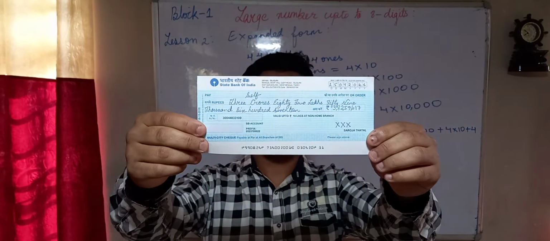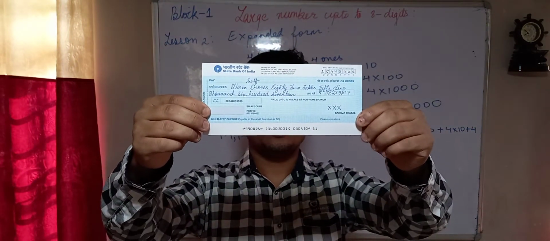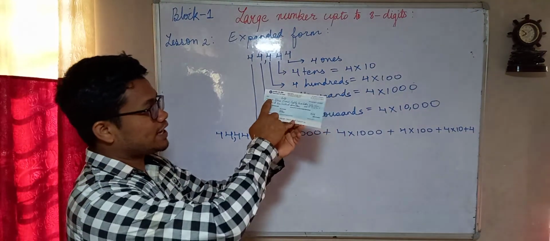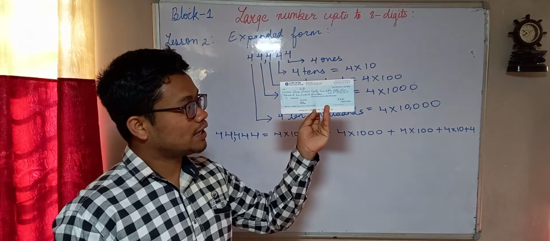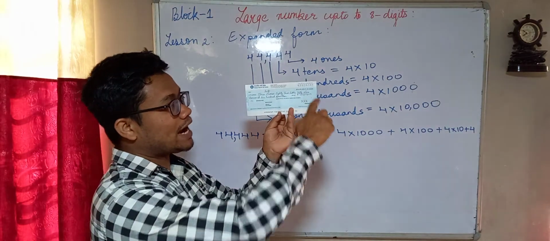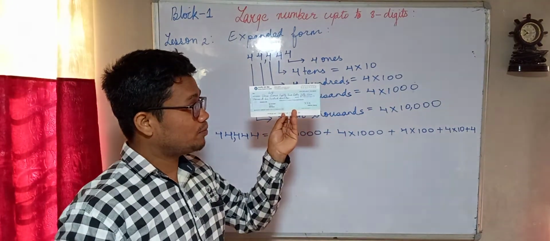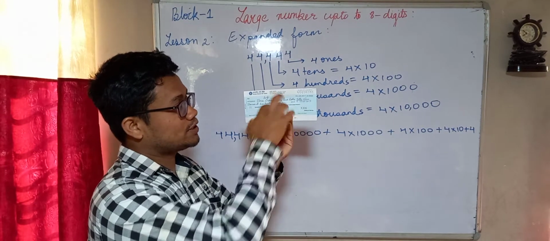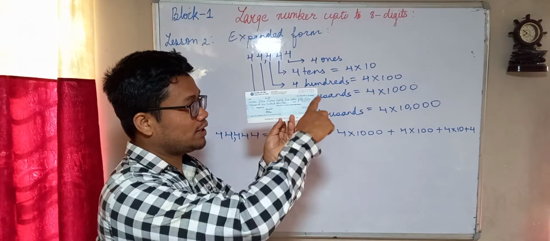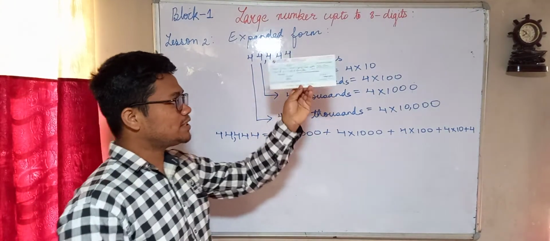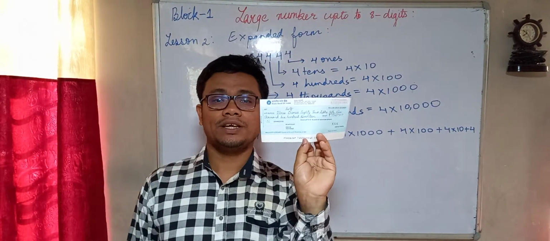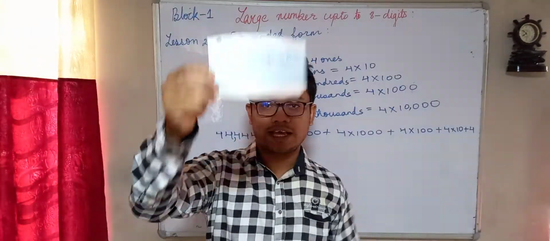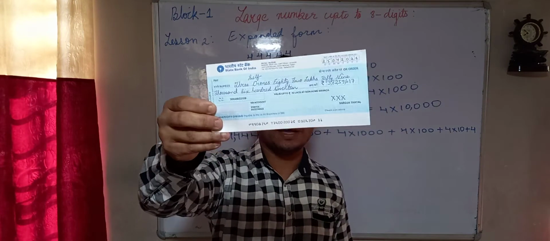If you want to have a look again, you can look. This is how a check usually looks. This is a State Bank of India check. The money which you want to extract, you can write over here. You have to put the date and all. So this is very much how we use numbers and expanded form in day to day life. The example is in front of you, this is your State Bank's check.